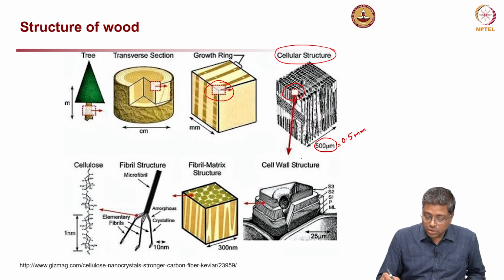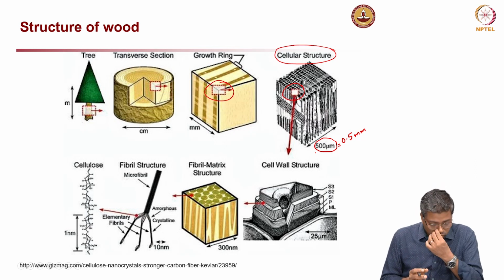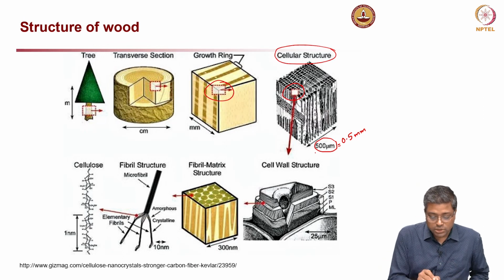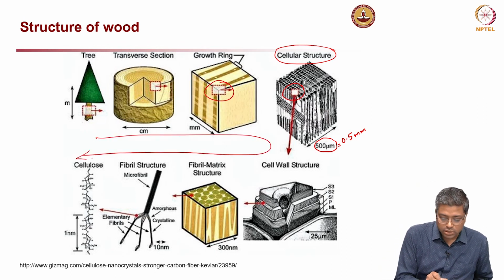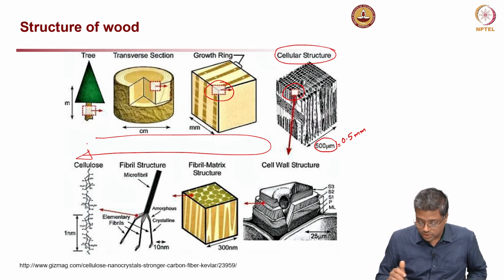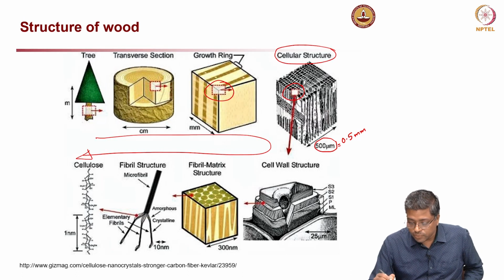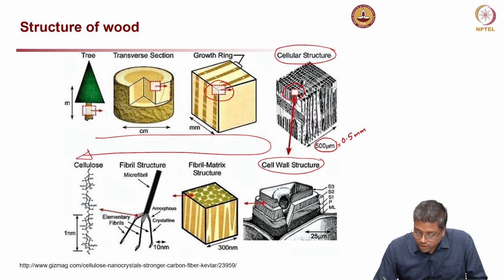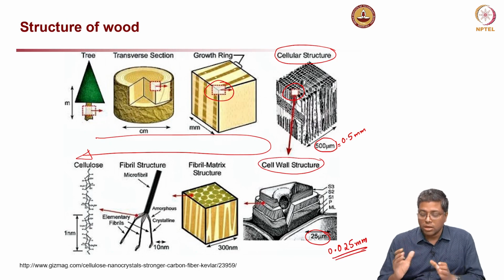Now, if I go to the cell wall structure, I am sorry, in the beginning I said we will go from top left to bottom right. No, we are going in a clockwise direction. So, going like this, and then like this. Sorry, top left to bottom left, that is how we are going clockwise. Here you can look at the cell wall structure, a different microstructure level. You can see 25 micrometer, that means 0.025 millimeter. So, you can see how small we are looking.